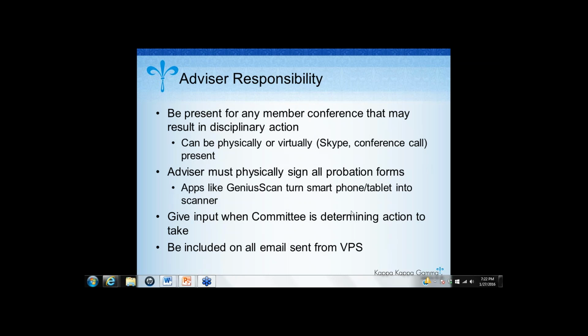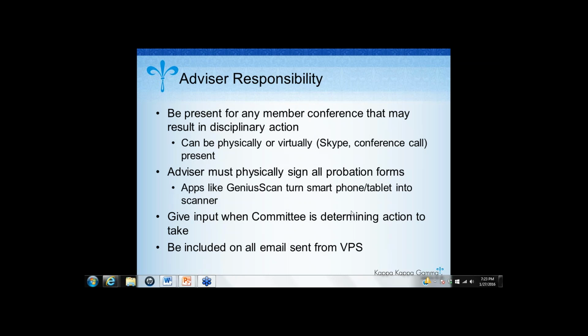One thing to point out too when I was talking about the signatures is that we're moving towards requiring that we receive the actual physical signature on the document. So it used to be fine that the VPS typed in your name where your signature block is, or the advisor would be able to just write back in the email and say, yes, I approve this probation form. But the reason why I was talking about Genius Scan is because we're moving towards requiring a physical signature.